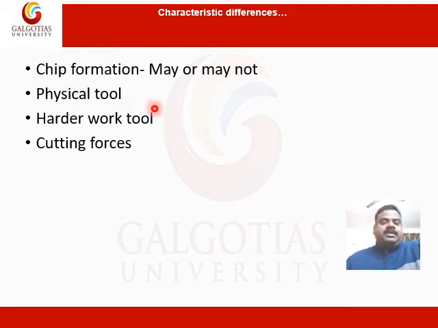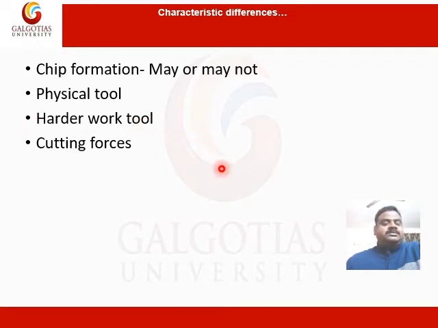But in conventional machining, the tool is harder than the workpiece. Only then, when force is given to the tool, can it remove the material. And not only that, the tool is harder at any temperature and any machining condition. But in non-conventional machining, a tool may not be present, and we cannot say that even if a tool is present, the tool is harder than the workpiece.